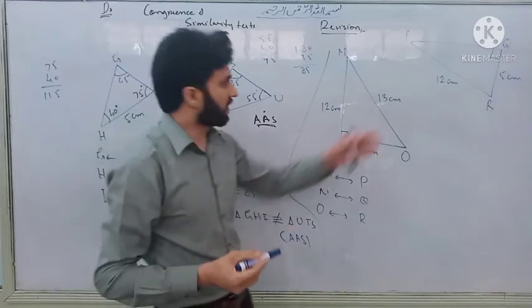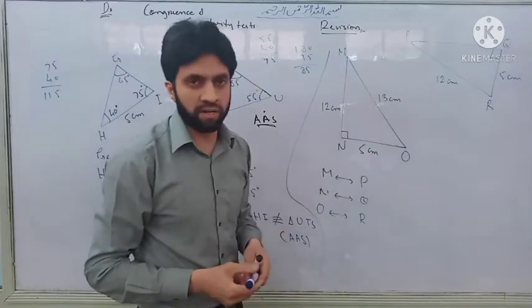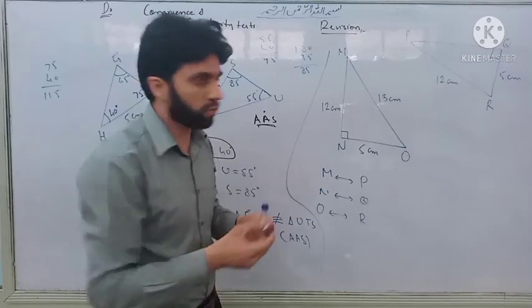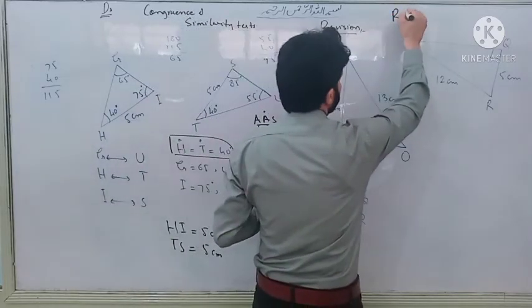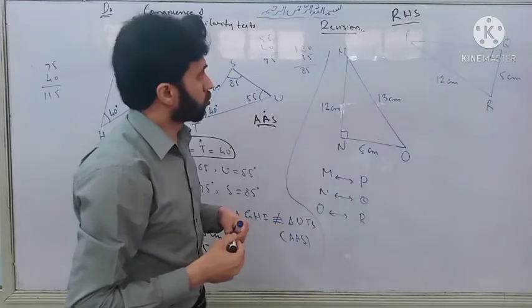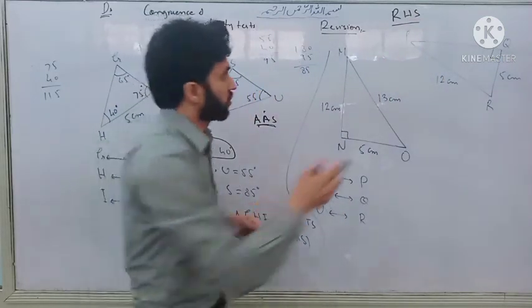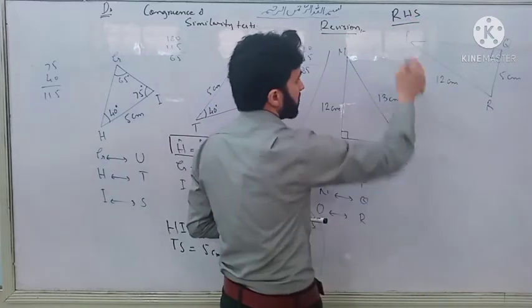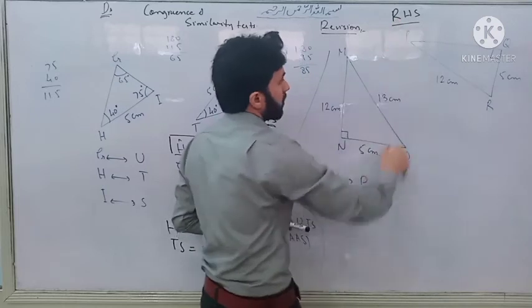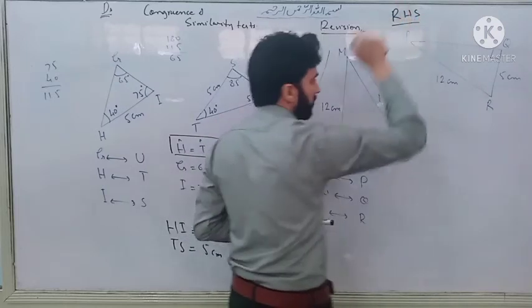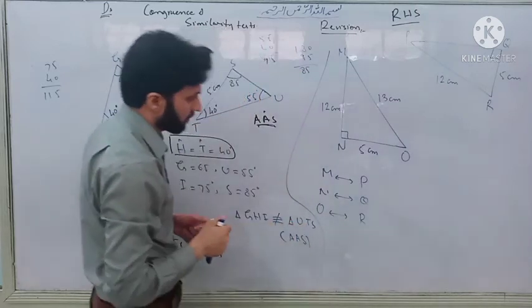Now you can see that this pair of triangles is right angle triangles. So we can just apply the right angle hypotenuse test, because this test is only applied on right angle triangles. So what is the meaning of RHS? Right angle, hypotenuse, side. It means one angle should be 90, the hypotenuse should be the same, and one corresponding side should also be the same. So we have to check that.